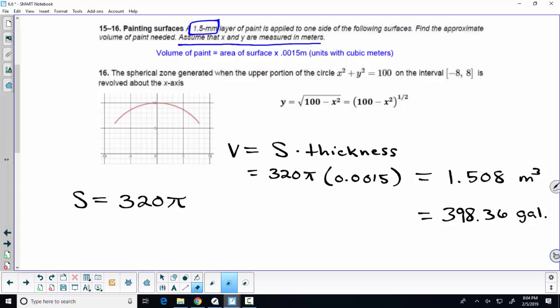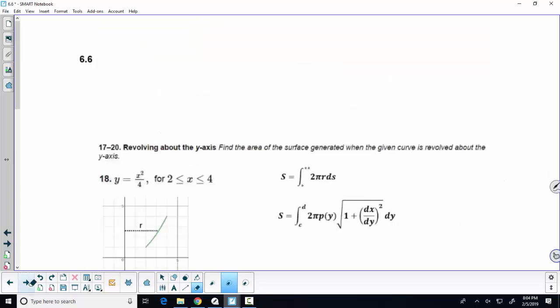And the last example is the same as what we've been doing. We're just revolving that last example around the y-axis. So just be mindful that when we do surface area, the axis of revolution is the variable of integration. So everything needs to be in terms of y here.